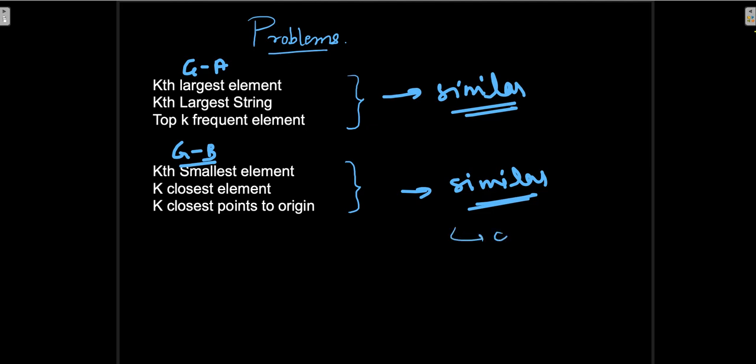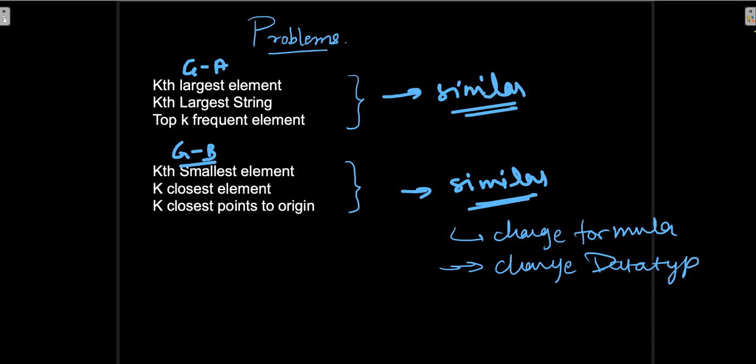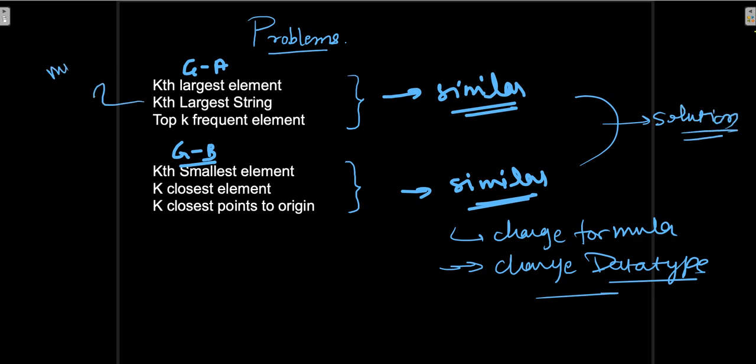You need to change the formula. Small things should be changed, and change the data type according to the problem statement. So these small changes would be there, but anyhow, the crux and the solution would be almost similar. For this, we need to use the min heap. For this, we need to use the max heap, and you will find out that the solution we are writing is almost similar. There is nothing new about this. This is what we learned.